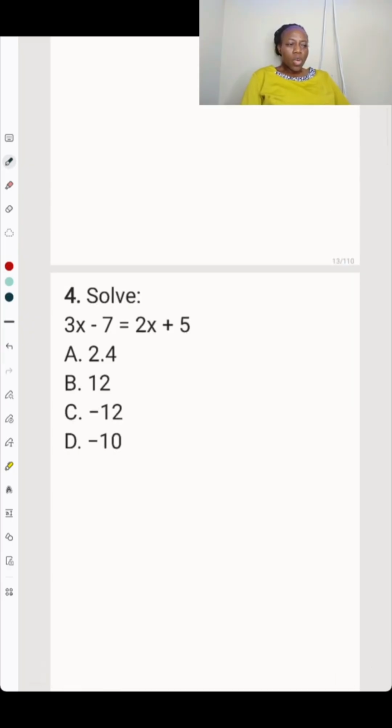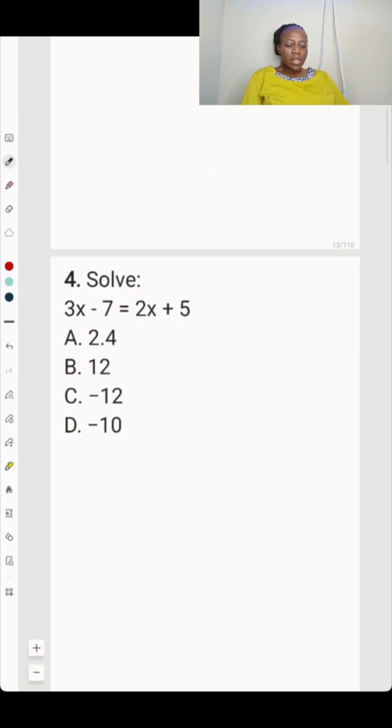Let's go for 4 now. Question 4 right there. Time has started. Let's go. The answer is B. The answer is B for 4.